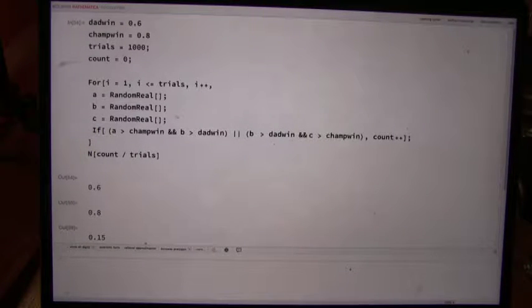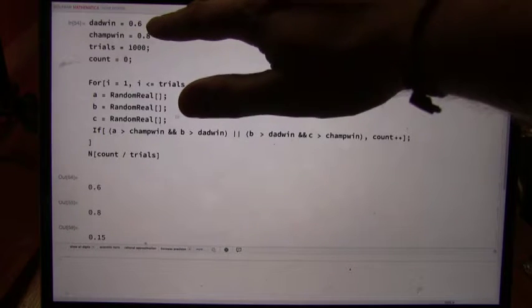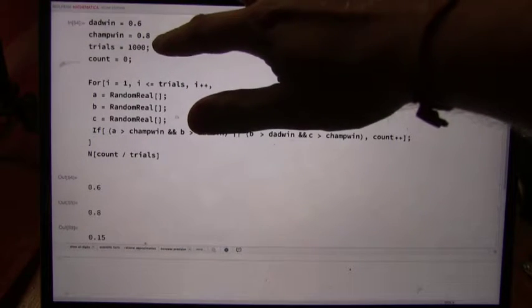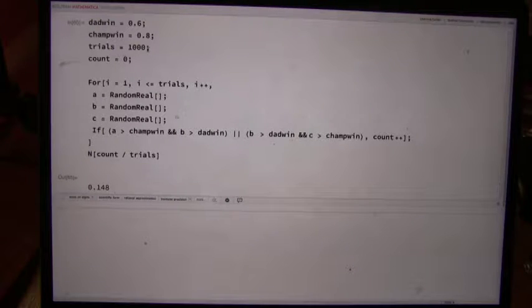So in our program, we set up the probabilities the other way from the way we talked about in the video. So dad winning is 60% in our example here, and champ winning is 80%. Sorry, I don't need to print those at the end. Then we run 1,000 trials.